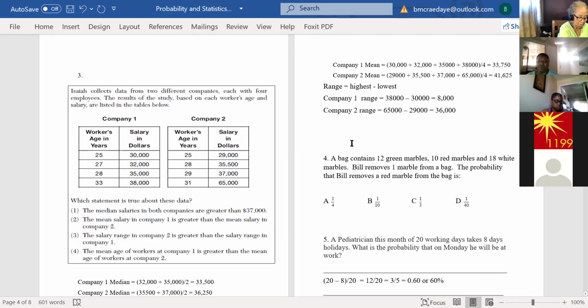Okay, so the correct answer is 3. The salary range in company two is greater than the salary range in company one. So remember how you solve for range. You just take your highest value minus your lowest value. In company two, with this large salary of 65,000, you can see that's going to be a bigger range than over in company one, where they're pretty much the same.